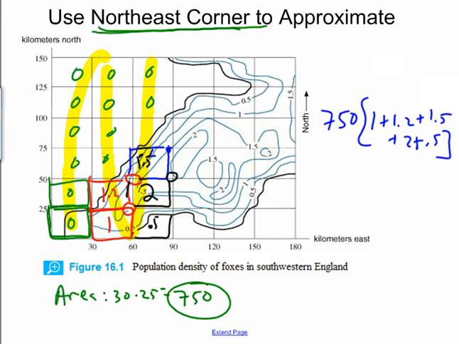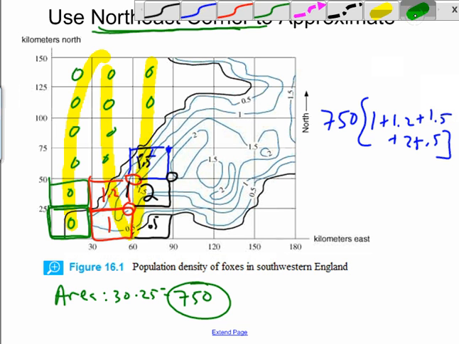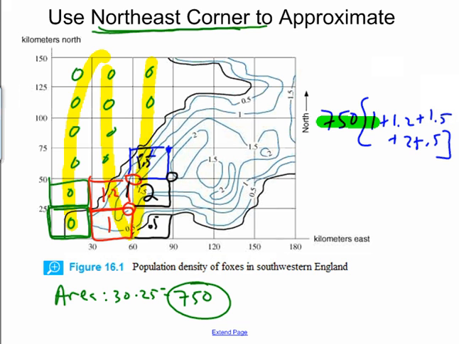And just to make it a little bit clear, this value, the 750 times 1, is saying that we had an area of 750 and a density of 1. So 750 times that density of 1 would give me the number of foxes.